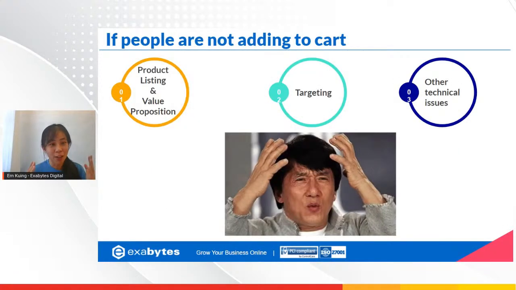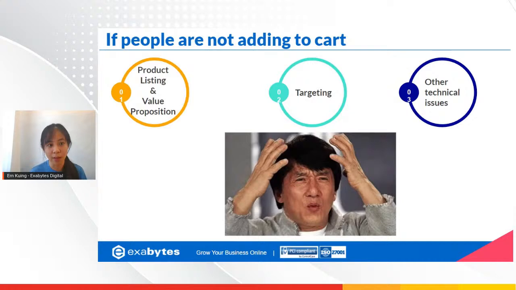Okay, next. When people come to your website and are not adding to cart, these are the three things that you can focus on. First, product listing and value proposition. Is your product listing good enough to give customers the information that they need to make a decision to buy from you? And is the value proposition of your product clear? Do you communicate the benefits properly? What makes your product different from your competitors, and so on. You must make sure that this part is done well, so that people have enough data to make a purchasing decision from you. Next, you can continue to optimize targeting.